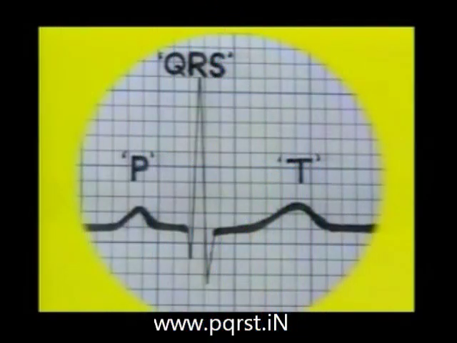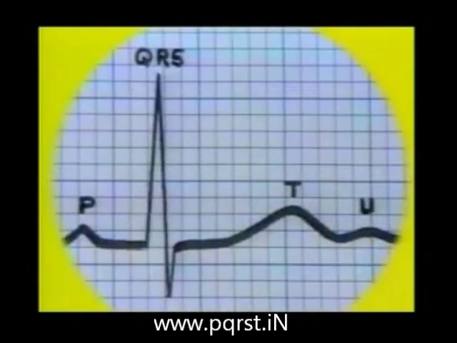The first wave is the P wave, which represents depolarization and contraction of the atria. The next is the QRS complex, which represents the depolarization and contraction of the ventricles. It is followed by the T wave, representing repolarization of the ventricles. The repolarization of the atria is not recorded on the routine electrocardiograph.